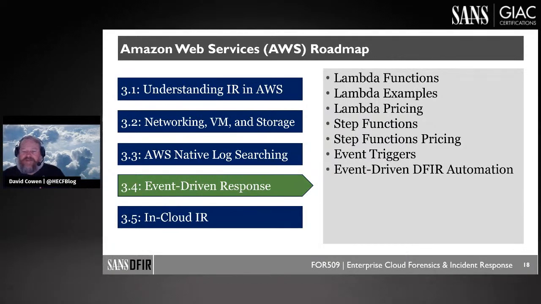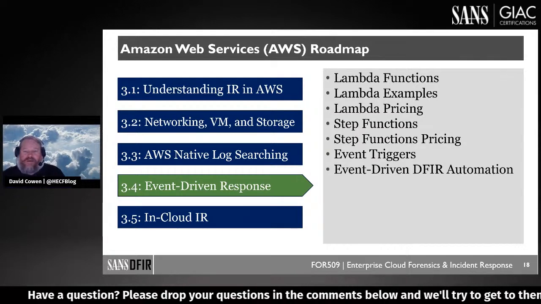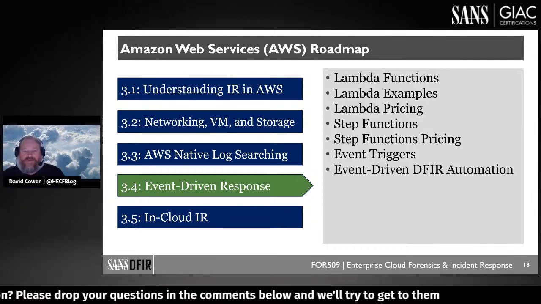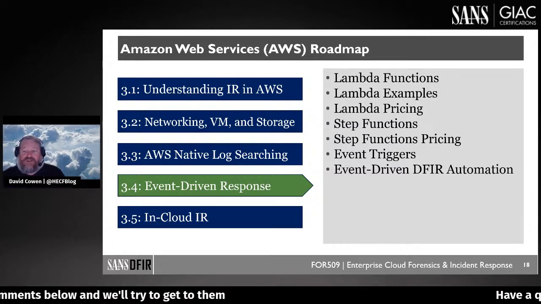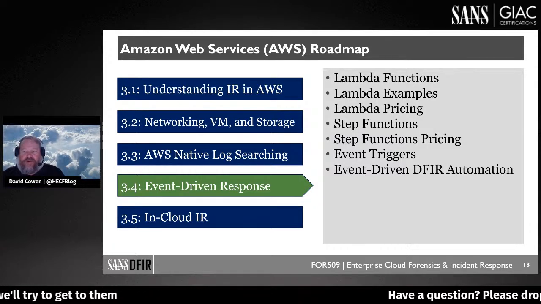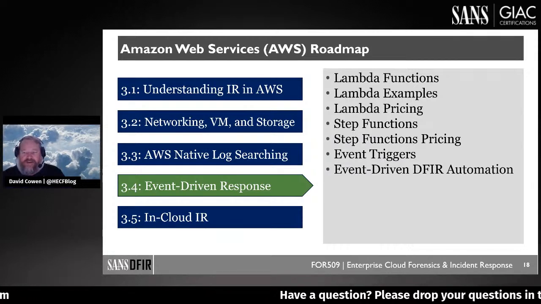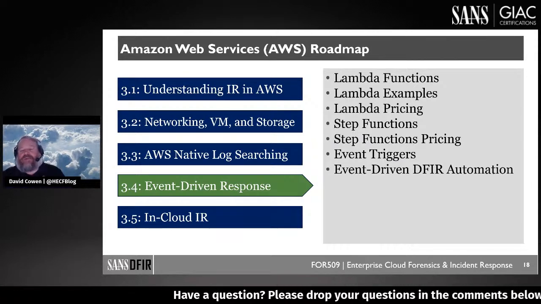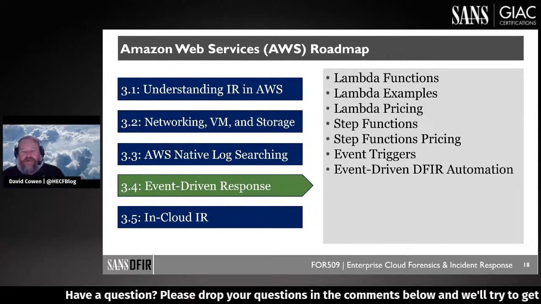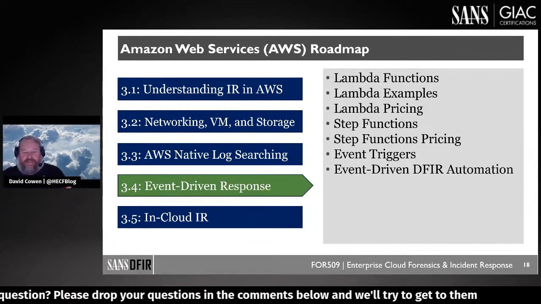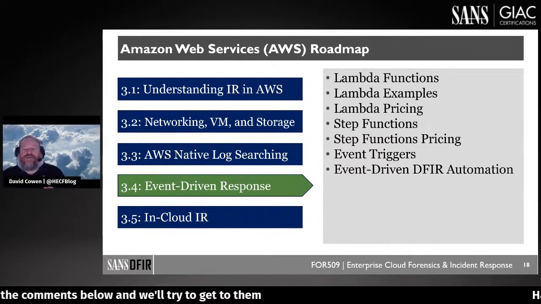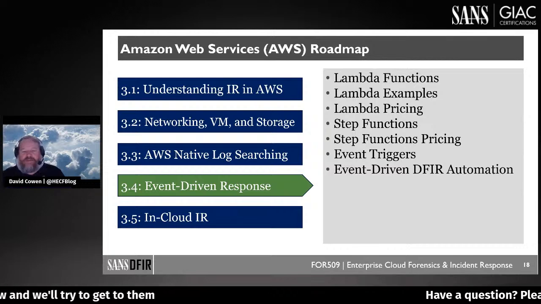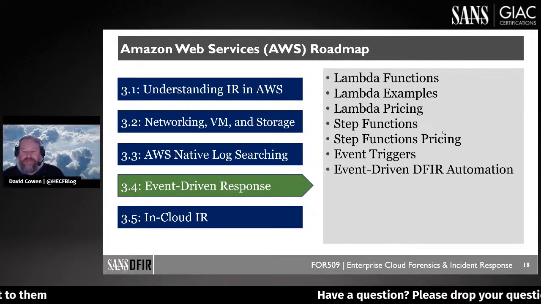We then go into event-driven response. Event-driven response is an AWS term, meaning that you can automate your response and your containment as well as your investigations based upon triggers, events that occur. So we walk through lambdas, we walk through step functions, we walk through event triggers, and then we go through a couple of public projects that actually develop these concepts into response models and automations for IR, so you can understand how they work. And then we give you links to be able to go in if you wanted to experiment with them yourself.